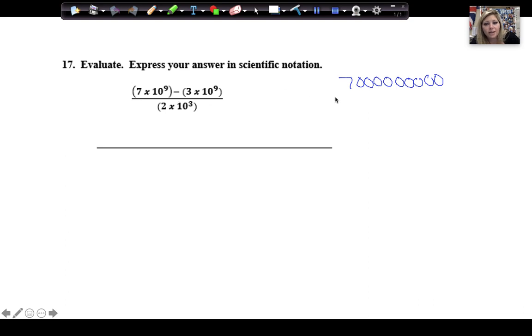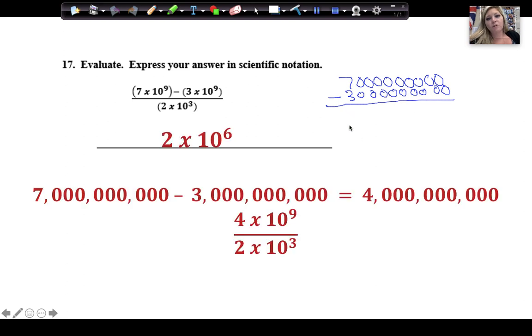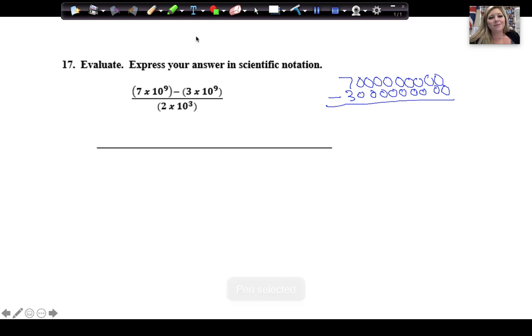Minus 3 times 10 to the 9th power. 1, 2, 3, 4, 5, 6, 7, 8, and 9. Sorry, I did that very sloppily. If we are subtracting, you need to be really careful to make sure that we are subtracting correctly. But what I do notice is that both of these are times 10 to the 9th power, which means they both have the same number of zeros, which is 9. So our answer is just going to be 7 minus 3, which is 4.